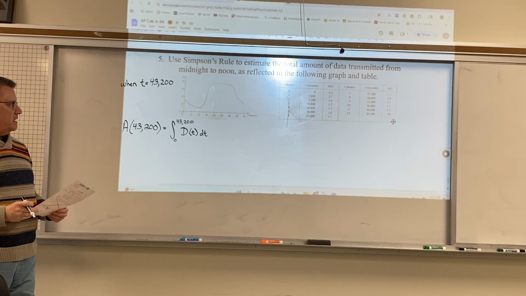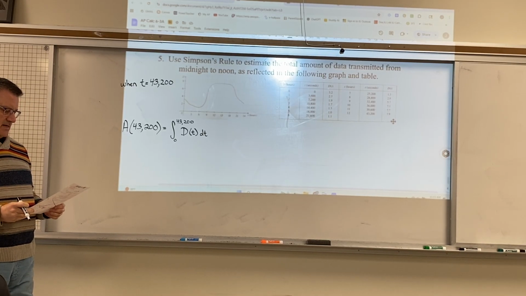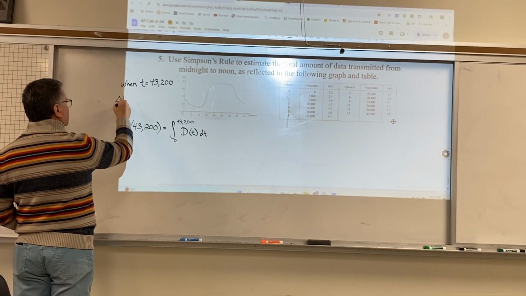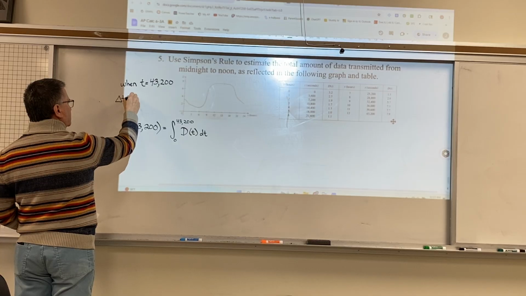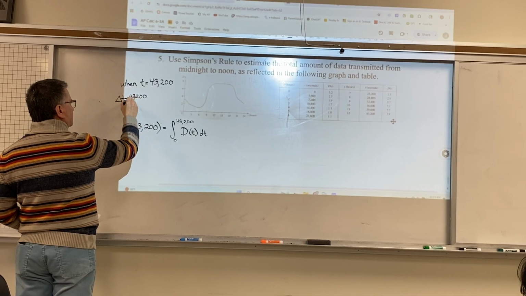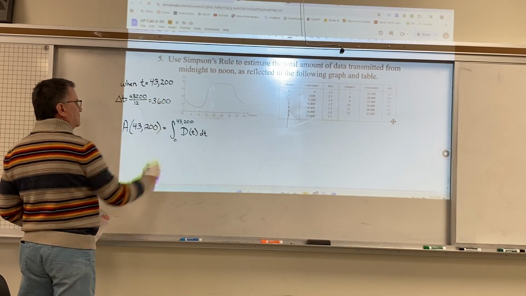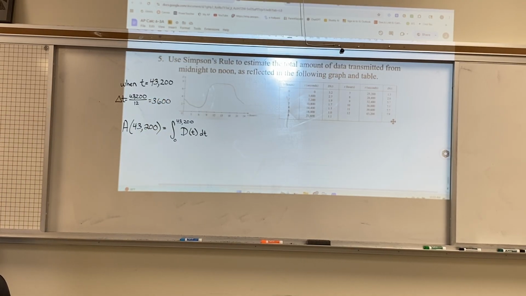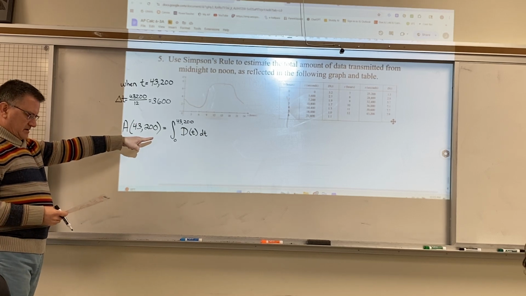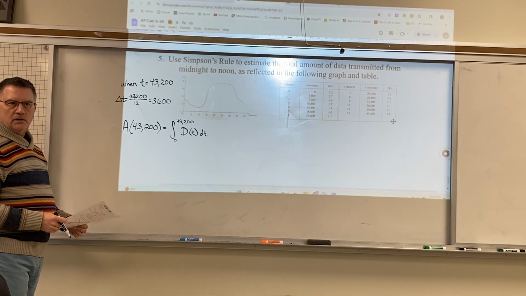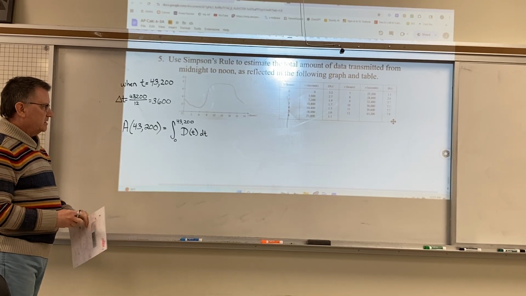So I'm going to need the change of t: 43,200 divided by 12. What is that? 3,600. And I'm going to find this by estimating using Simpson's rule.